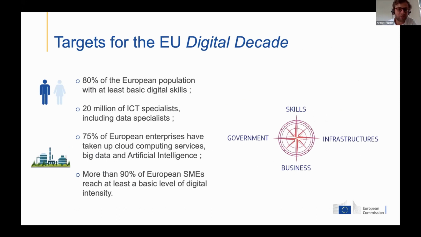Now what we are trying to do at EU level. We have a very ambitious target from the Digital Decade communication. By 2030, we want at least 80% of the European population to have at least basic digital skills. We want 20 million employed ICT specialists, including data specialists, and we want 75% of European companies using cloud computing, big data, or artificial intelligence, and 90% of SMEs reaching a basic level of digital intensity. Next slide, please.